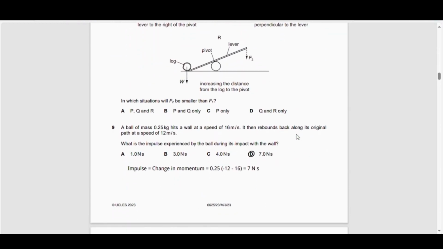So just seeing if there's any other questions. Yeah, we've got another one. A ball of mass 0.25 kilograms hits a wall at a speed of 16 meters per second. It then rebounds back along its original path at a speed of 12 meters per second. What is the impulse experienced by the ball during its impact with the wall?